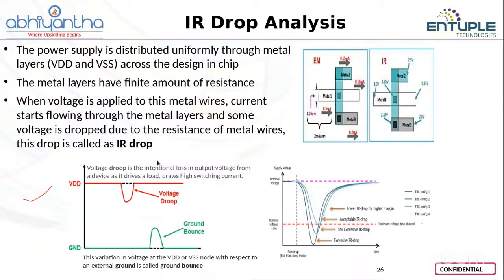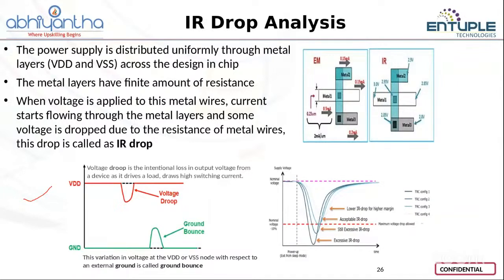So IR drop is the main parameter. That is, the power supply and ground supply voltage across the design chip. Across your design, the metal layers have a finite amount of resistance, right? A finite amount of resistance and capacitance will be there.